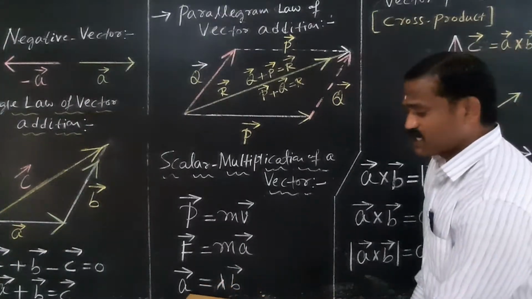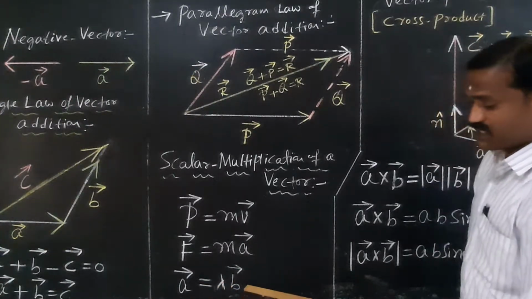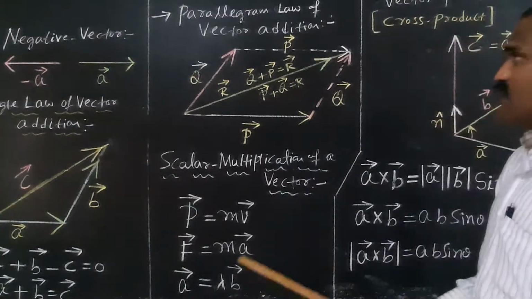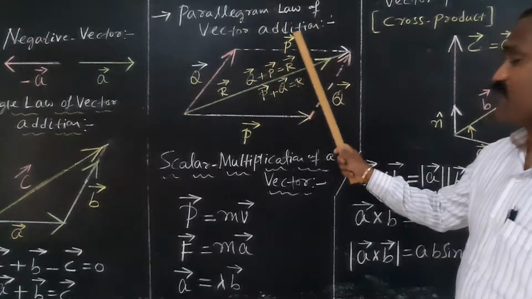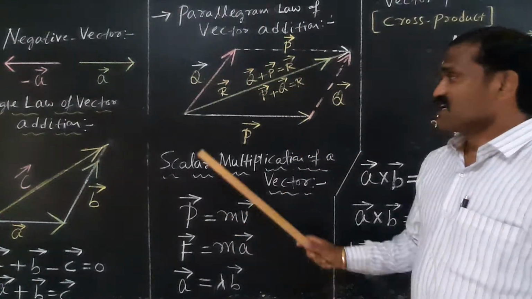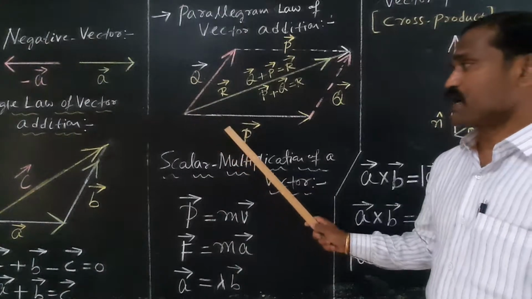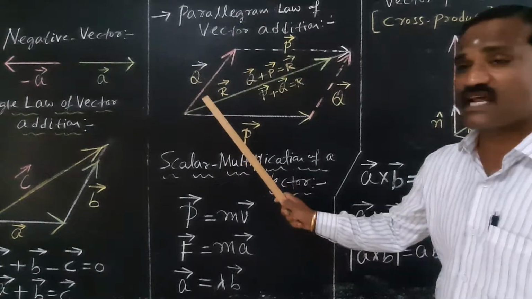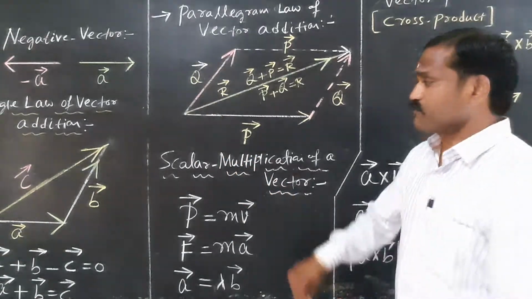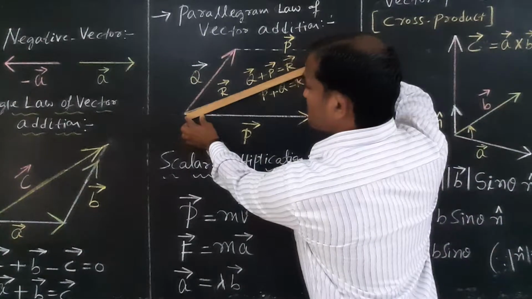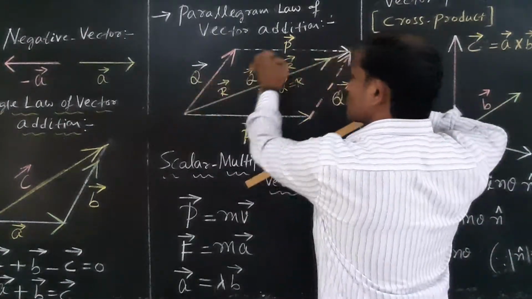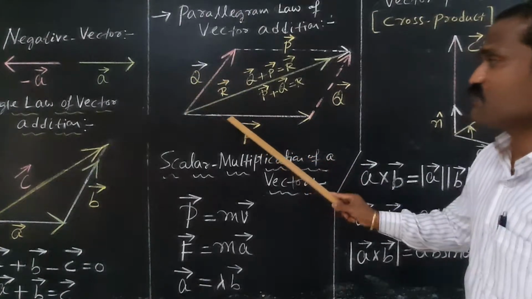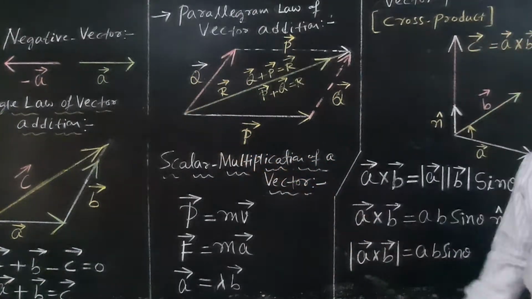Again, vector A is equal to lambda times vector B, where lambda is a scalar quantity. The first one is the parallelogram law of vector addition. The law states that if two vectors, which represent both magnitude and direction, act along the two adjacent sides of a parallelogram, the diagonal passing through the point of concurrency represents the magnitude and direction of the resultant of the two vectors. This is about the parallelogram.